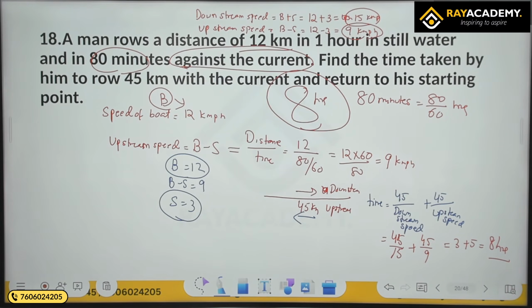After that, finally what they are asking in that question, 45 kilometers with the current, and indirectly return will definitely be against the current. So the first part of the journey will be downstream and the return part will be upstream. So that thing you have to consider. They won't say directly in that question. This is the common sense you have to apply. Okay, so that is why 45 by downstream plus 45 by upstream speed. So you are getting the total time of 8 hours.